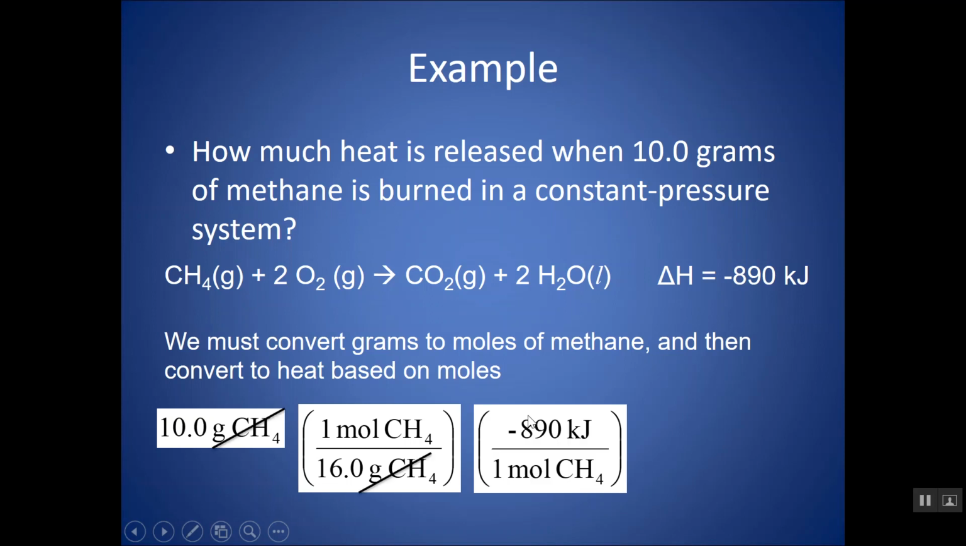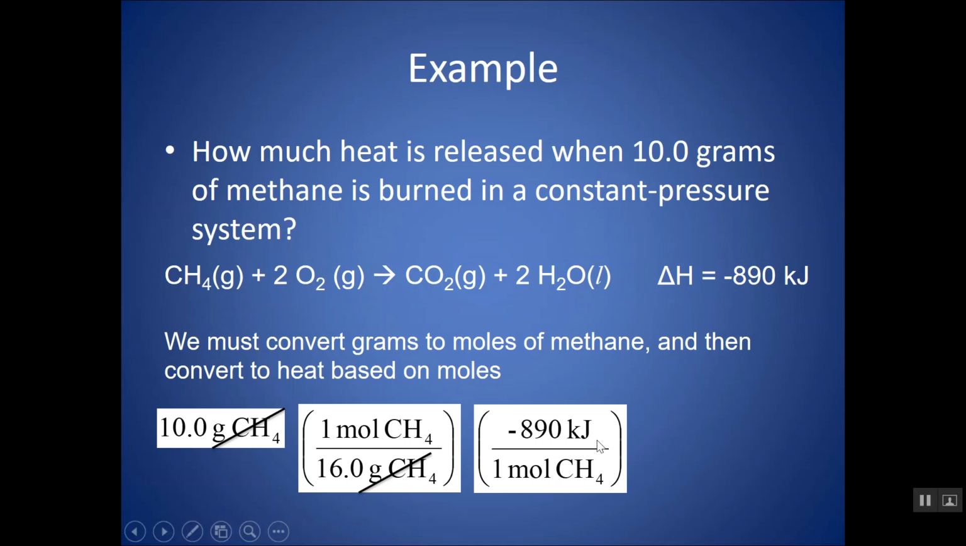Okay, so I want negative 890 kilojoules on top so that I'm in heat at the end. And I want moles of CH4 on the bottom and 1 because there is a 1 here. If there was a coefficient of 2, this would be a 2 down here, not a 1. If this were a 3 in front, it would be a 3. So make sure that whatever is going with the negative 890 is the coefficient of the substance. It just happens to be a 1 here, but it's all based on the coefficient.